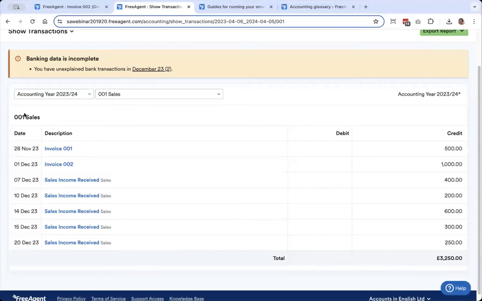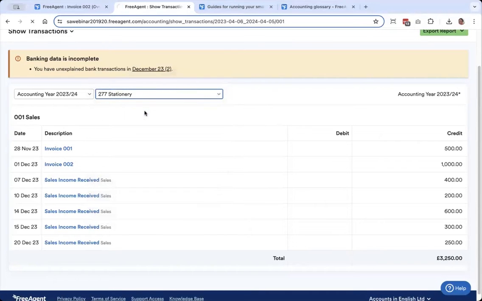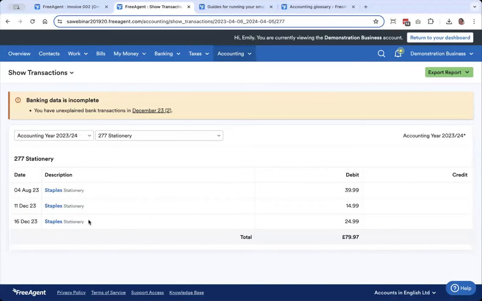So you'll notice here I've got a sales category. A sales category is an income category, and there are various different types of categories that you'll find when you look at your accounts. You see here I've also got some other categories. I've got categories for costs of sales, stationery, and accountancy fees. Those are what I like to call cost categories. They're your business's day-to-day running costs. So let's, as an example, go to stationery. I've got some payments there that I've made to Staples. Those are, as I say, day-to-day running costs of my business.